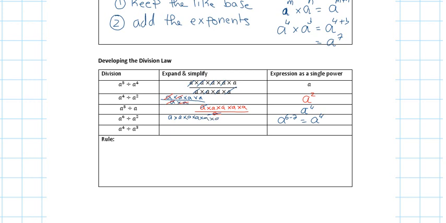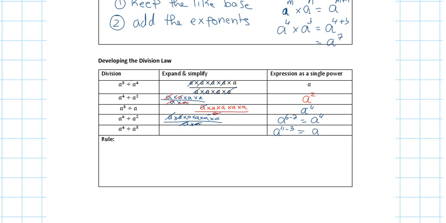Okay? What would be your answer for this one? A to the power of 1 or just A? Because if I subtract 4 minus 3, that gives me A to the power of 1. Again, you must have the same base. Okay? You keep your base, you subtract your exponent. Are we good with that?